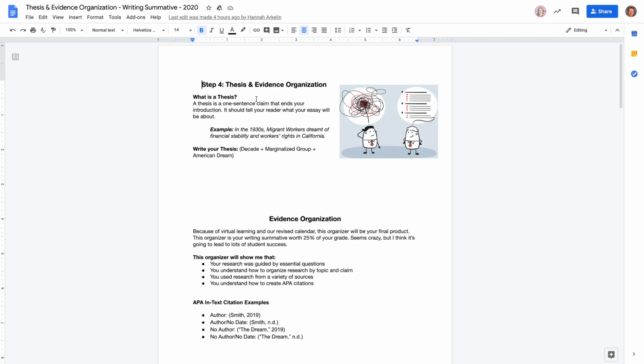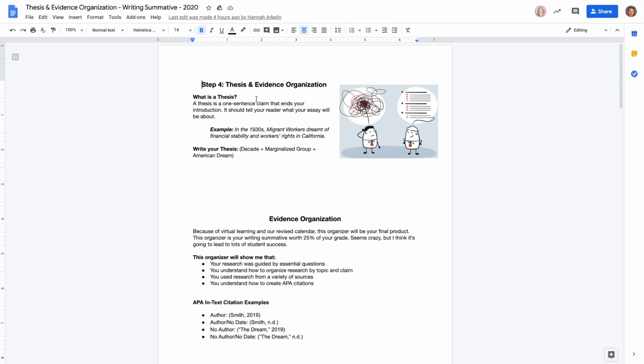First of all, just a quick reminder. Let's just remind ourselves of the word thesis, right? And you should be familiar with this word, of course, because we talked a lot about it in English 11A, when we were talking about the ACT essays. Of course, we don't have to write an ACT essay this year, but you still have to know what a thesis is, because you'll be using them all your life. So a thesis is a one-sentence claim that ends your introduction, and it should tell your reader what your essay will be about. So it's the last sentence, usually, it can be anywhere, but it's usually the last sentence in your introduction, and it tells you what your essay is going to be about.